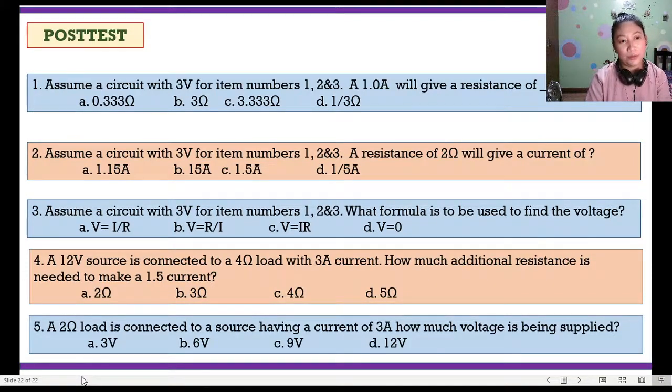Now, if you are true, we check. For number 1, post-test, the correct answer is B, 3 ohms. For number 2, the correct answer is C, 1.5 ampere. For number 3, correct answer is C, voltage is equal to current times resistance. For number 4, the correct answer is B, 3 ohms. And for number 5, the correct answer is B, 6 volts.